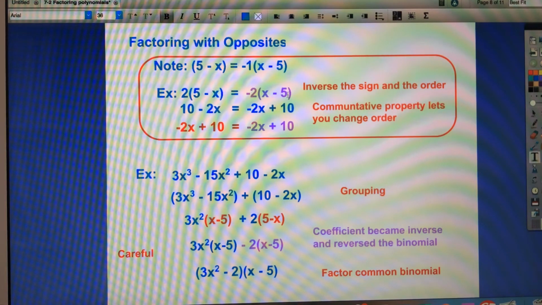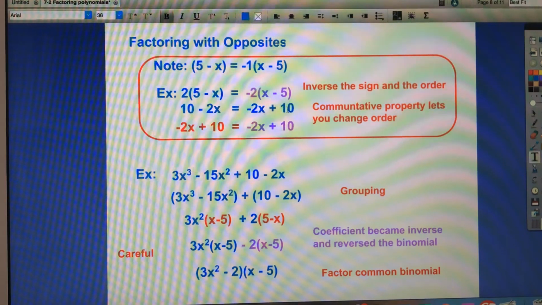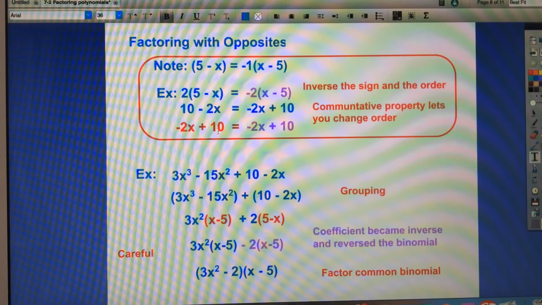Do distributive property. 2 times 5 is 10. 2 times negative 1x is negative 2x. Negative 2 times x is negative 2x. Negative 2 times negative 5 is positive 10. Rearrange your terms because you're allowed to. Remember, they're like puzzle pieces. Negative 2x plus 10, negative 2x plus 10.